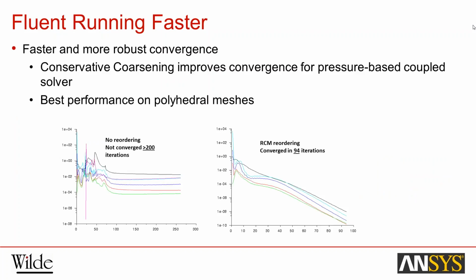They've also got some new options for looking at convergence. There's a conservative coarsening technique, which has changed perhaps the emphasis a little bit on where the solution goes, but has some major advantages in improving convergence, particularly on polyhedral meshes and using the pressure-based coupled solver.